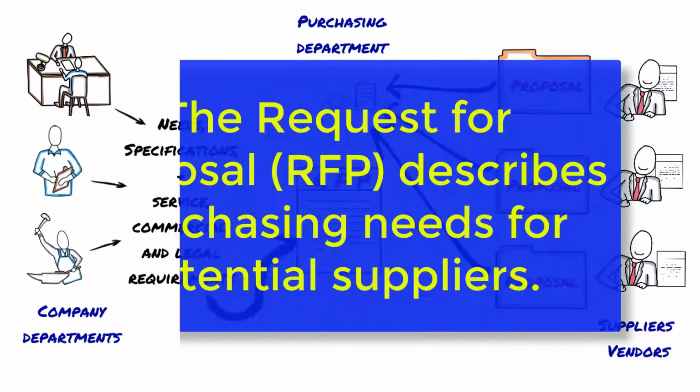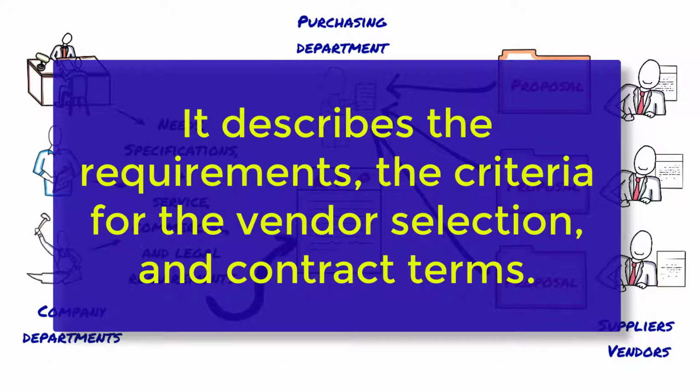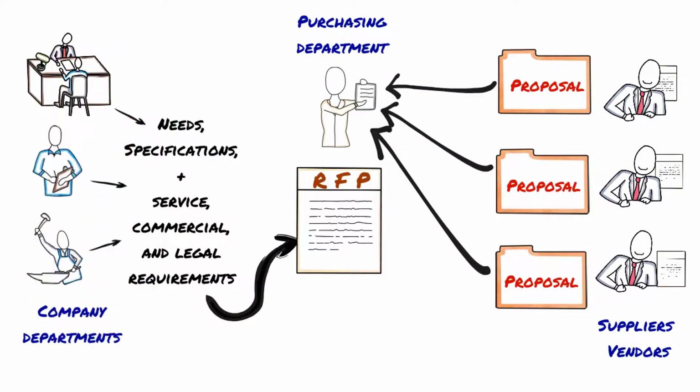To summarize, the request for proposal, RFP, describes the purchasing needs for potential suppliers. It describes the requirements, the criteria for vendor selection, and contract terms. The RFP process starts with stakeholders' needs and demands, and then supports vendor selection.